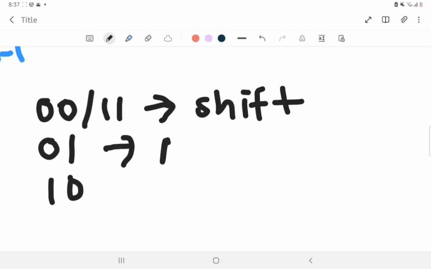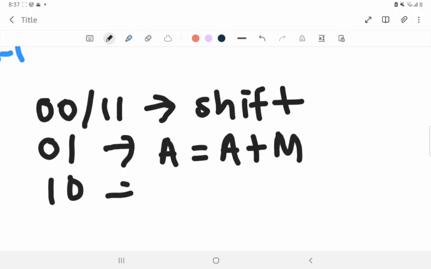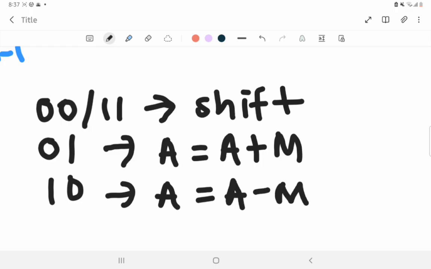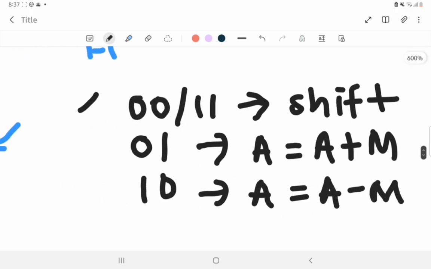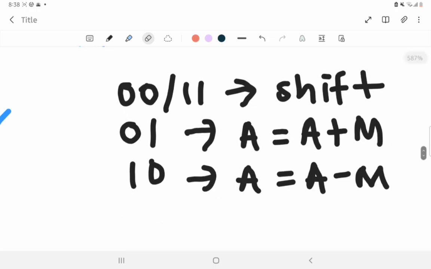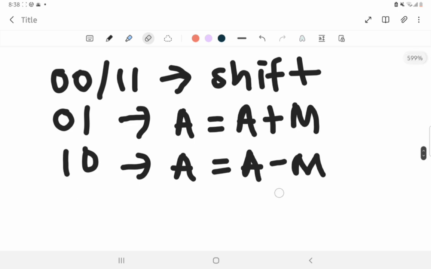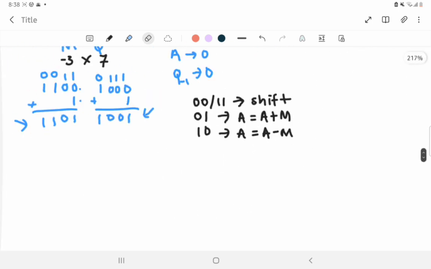If 0, 1, that means A equals A plus M. If 1, 0, that means A equals A minus M. How do we remember this? 0, 0 and 1, 1 are for shift. But 0, 1: 0 cannot be subtracted by 1, so you remember it has to be plus. But 1, 0: 1 can be subtracted by 0, so it's minus.